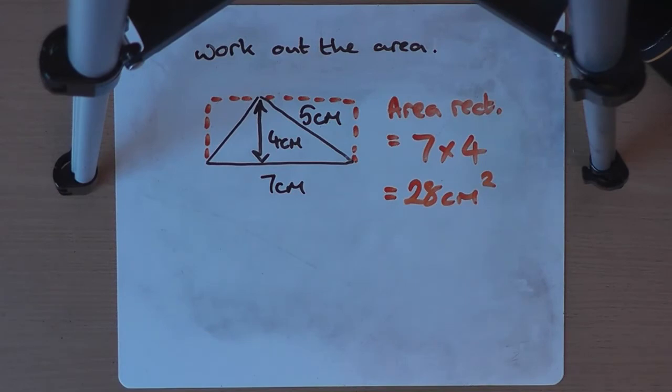Why am I not using the 5? Because the 5 has nothing to do with the area of the rectangle. It is just a line inside the rectangle. It is there not to trick us, but to make sure that we really know which numbers it is we need to use.